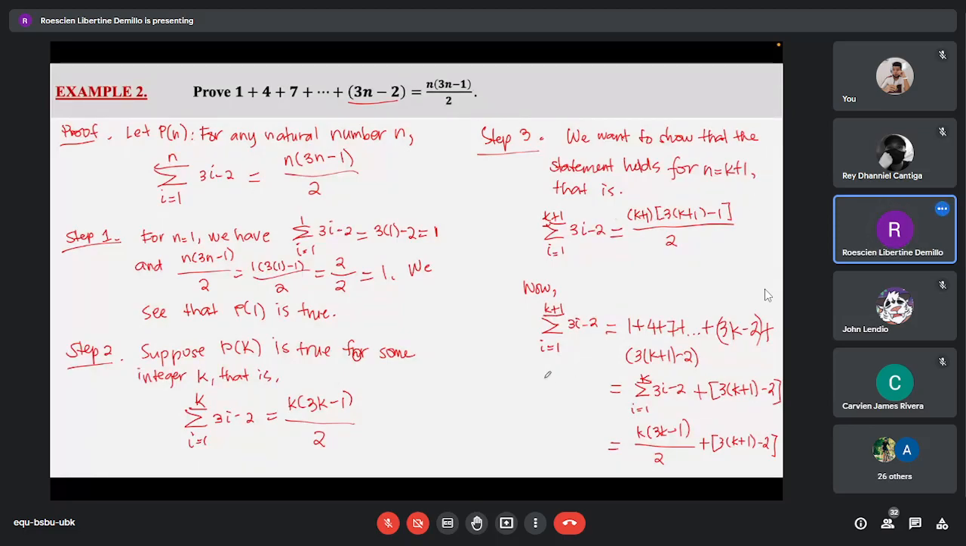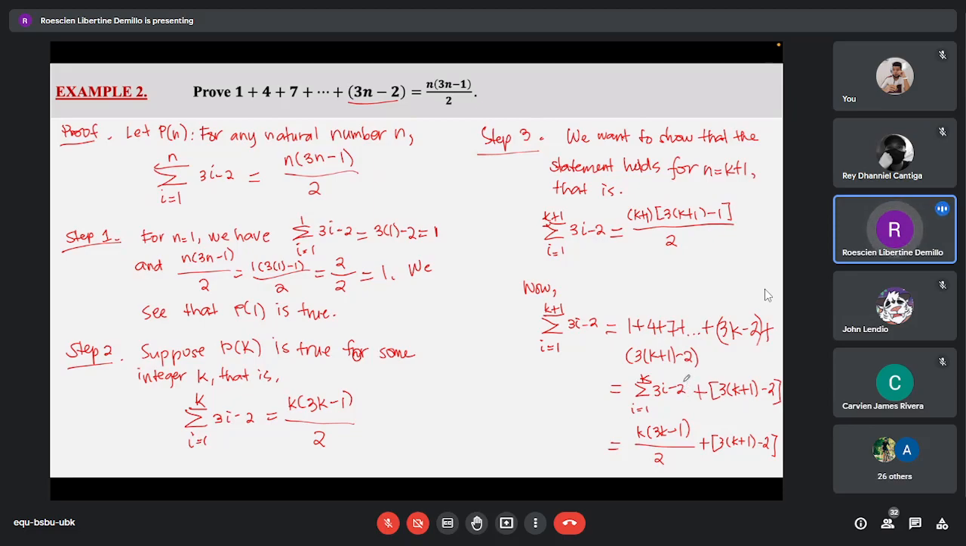And then, we solve. We go back to the original given. But then, instead of ending it with 3n minus 2, we have already assumed nga si n kay equal ni k sa step 2. So, we ended at 3k minus 2. And then, ada na to sa sunod ni k, which is k plus 1. So, plus 3 times k plus 1 minus 2. And then, we know this one is just equal to this summation. Then, we copy 3 times k plus 1 minus 2.